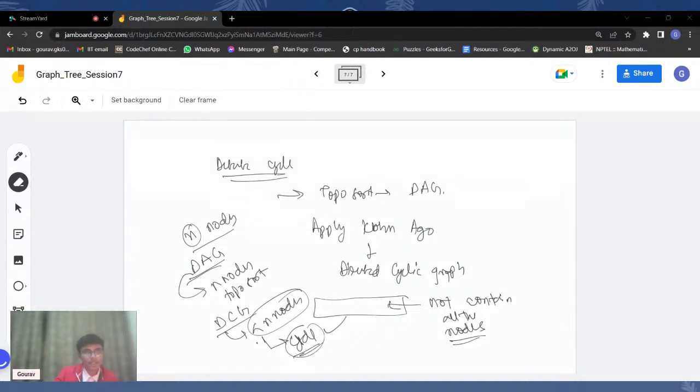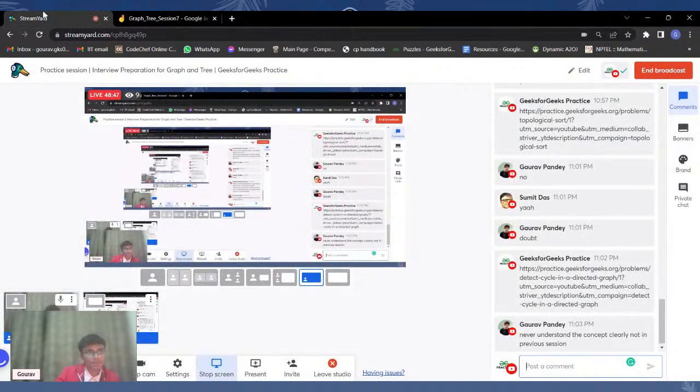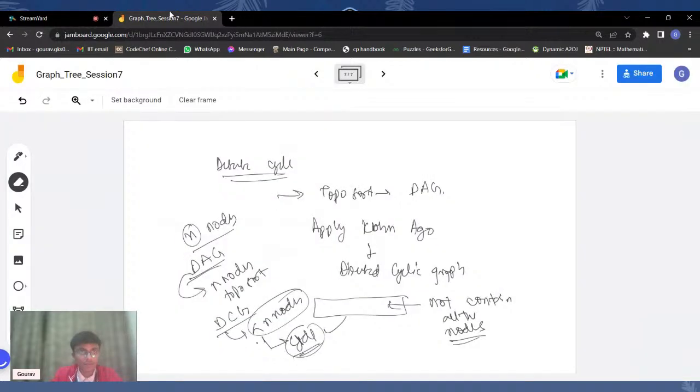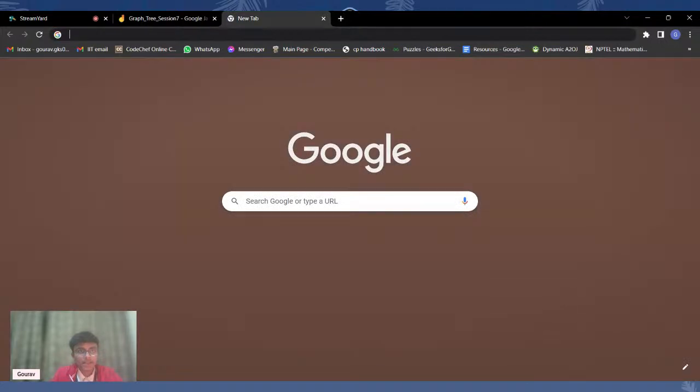So did you all understand this concept? So, Gaurav, did you understand the concept of how we can detect a cycle in a directed graph? So, let us see this. Yeah.